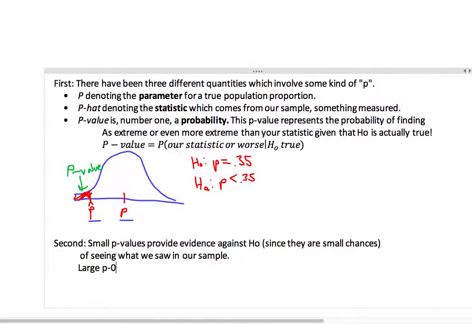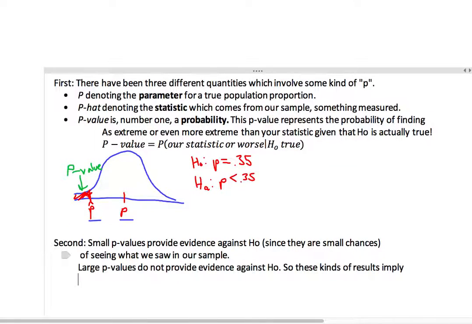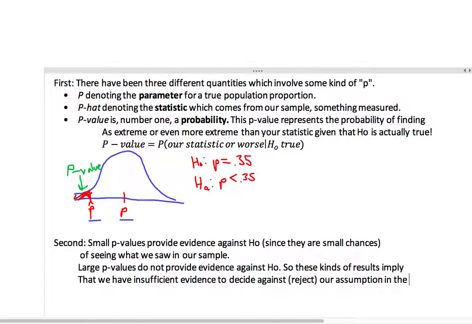Large p-values are large probabilities of seeing what we saw, so the large p-values do not provide evidence against H sub o, since they're large probabilities. So these kinds of results imply that we have insufficient or not enough evidence to decide against, or in other words, reject our assumption in the null hypothesis.